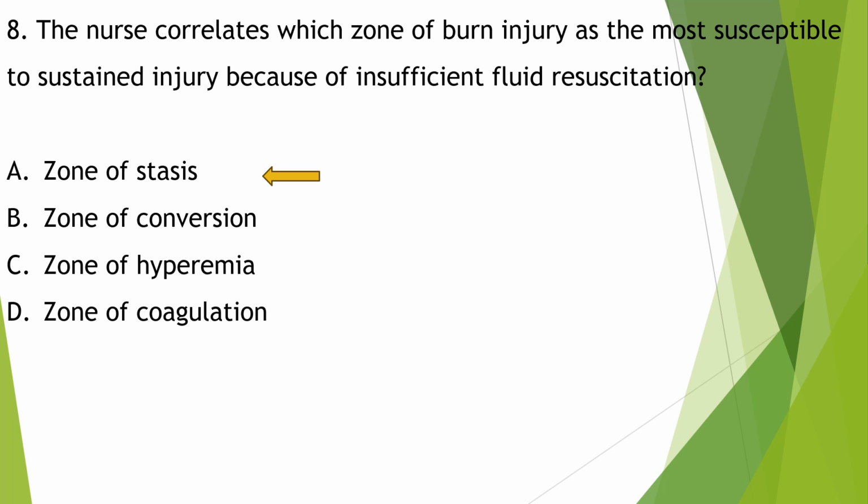adequate resuscitation. The zone of coagulation is the area that has the most contact with the heat source and is the location of the most severe damage. The outermost area is termed the zone of hyperemia and is generally an area of increased blood flow in an effort to bring key nutrients for tissue recovery. So, the most susceptible to sustained injury because of insufficient fluid resuscitation is the zone of stasis.